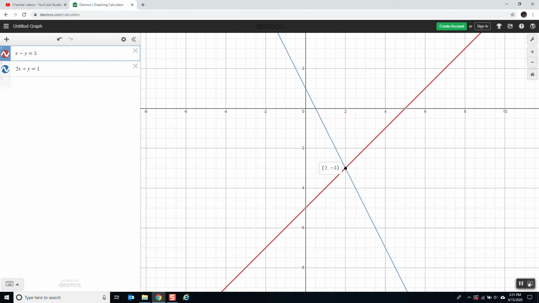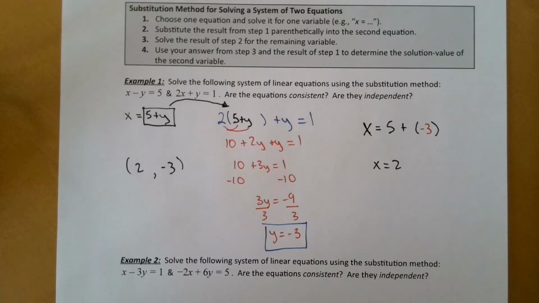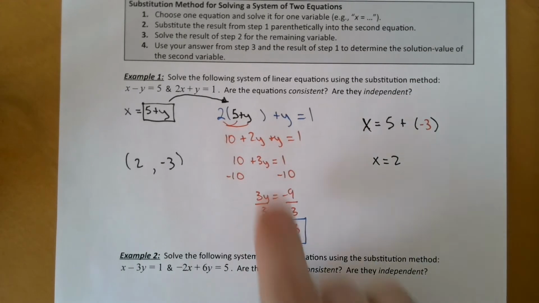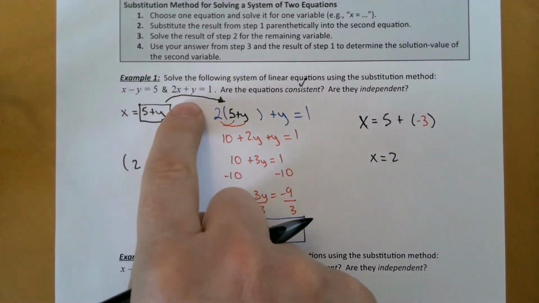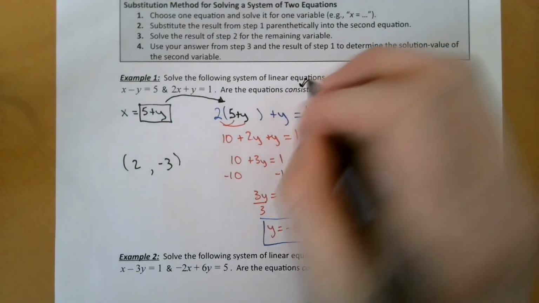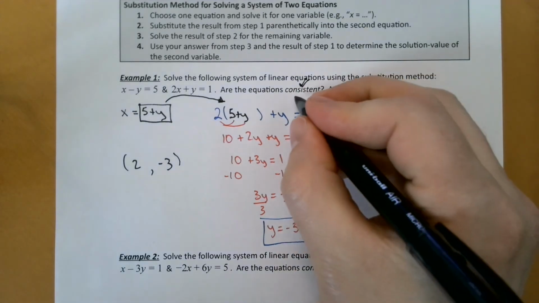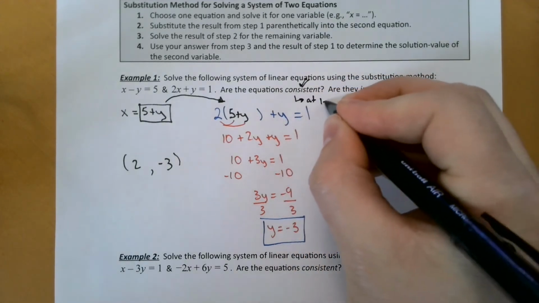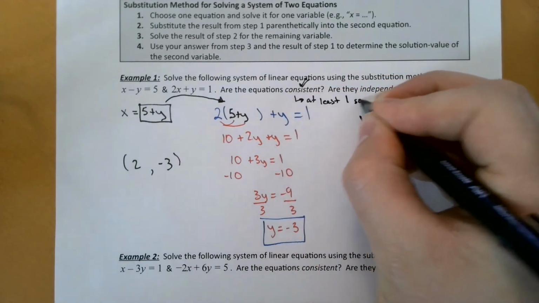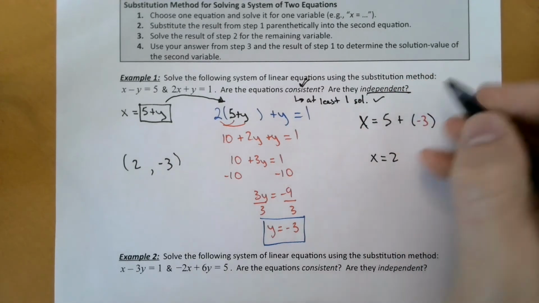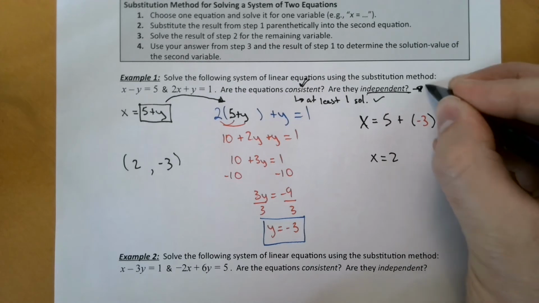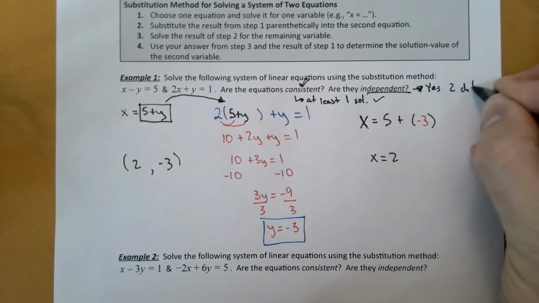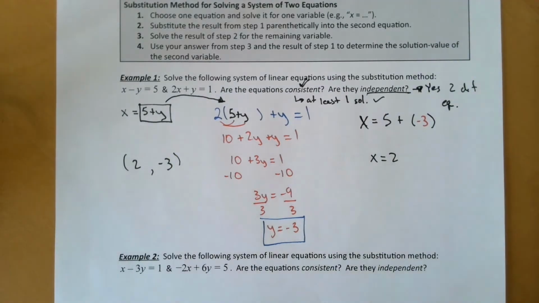That's the substitution method. Let's get back to here. We got some questions. Are these equations consistent? Yes, because there is at least one solution. And are they independent? Yes, because they're two different equations. So this is a consistent, independent system.